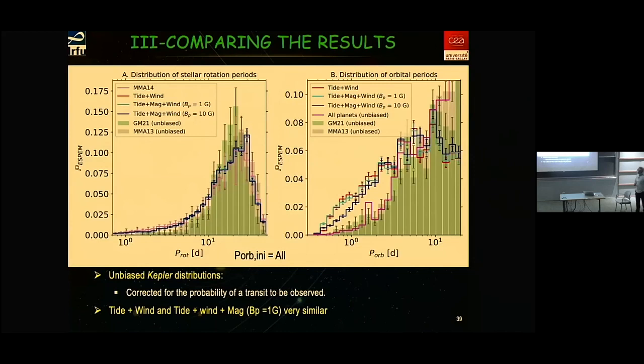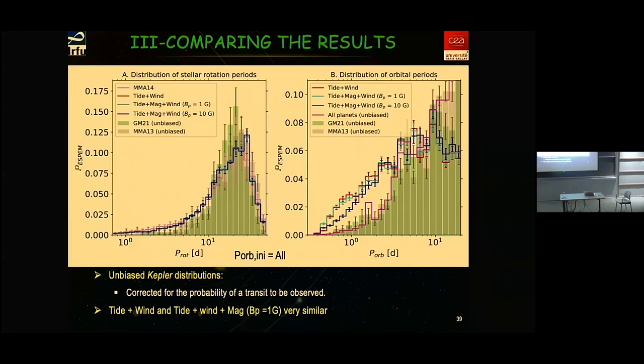So here are the results from McQuillan et al. 2014. This is the 2013. These are our actual results. That's the distribution here. You see the difference in the long rotating stars. And this is the three models. So we have just the model with the tides and wind. That's the model with a magnetic field of 1 Gauss, and this is the magnetic field of 10 Gauss.